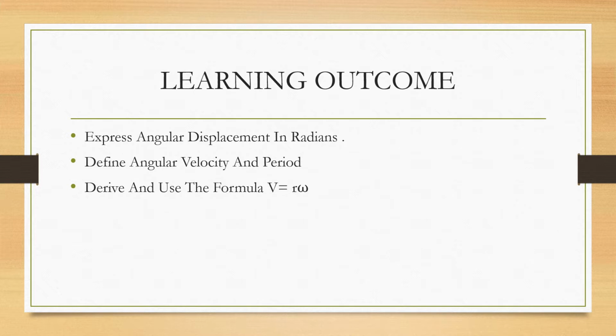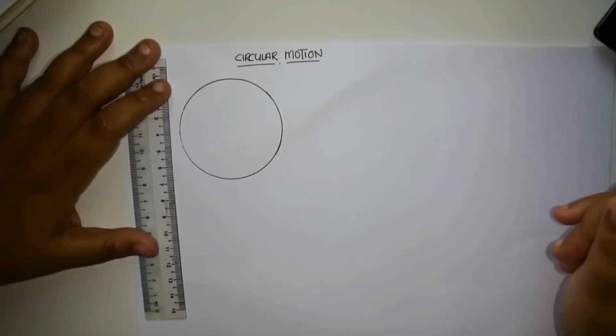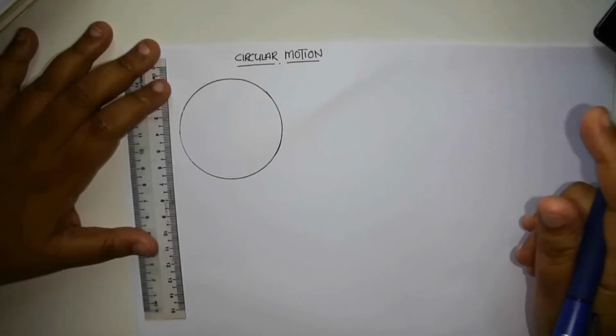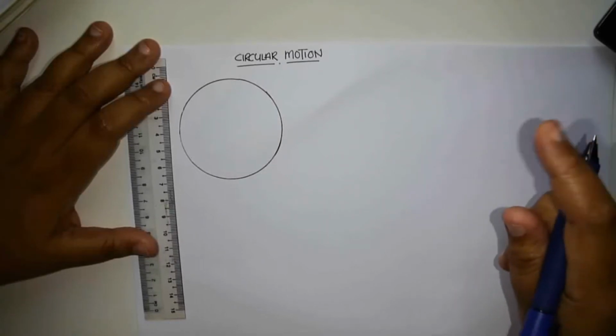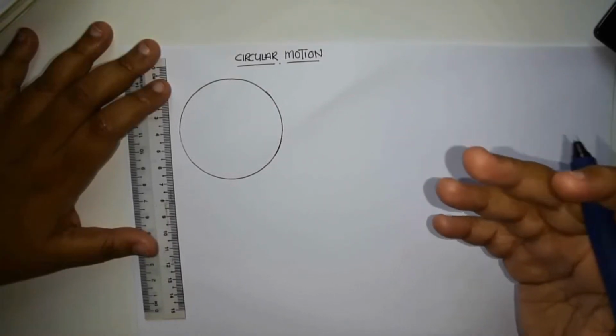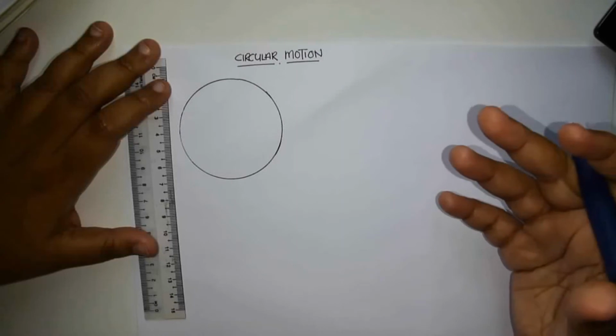Our learning outcome for the syllabus will be to express the angular displacement in radians, to define angular velocity and period, and derive and use the formula. I'm going to teach you all about circular motion. Now, before we understand this motion, which is circular, we have to look at all those quantities that are involved in the circular motion.